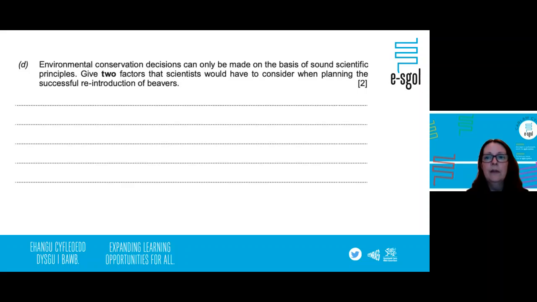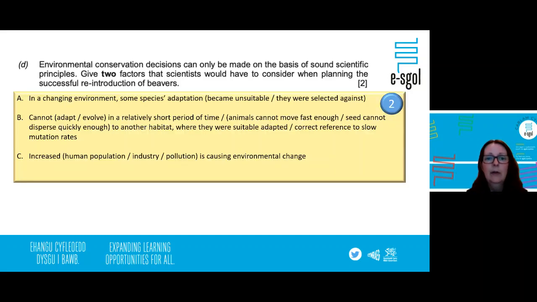Moving on, conservation decisions, which I mentioned earlier, can be based on sound scientific principles. What 2 factors do we need to consider when planning the successful reintroduction of beavers? So we need to think about some species adaptations. If they can't adapt in a short period of time, then they might need to move to another habitat where they are adapted. And then also the human population there, if that is increased or industry is increased, can that cause environmental change?